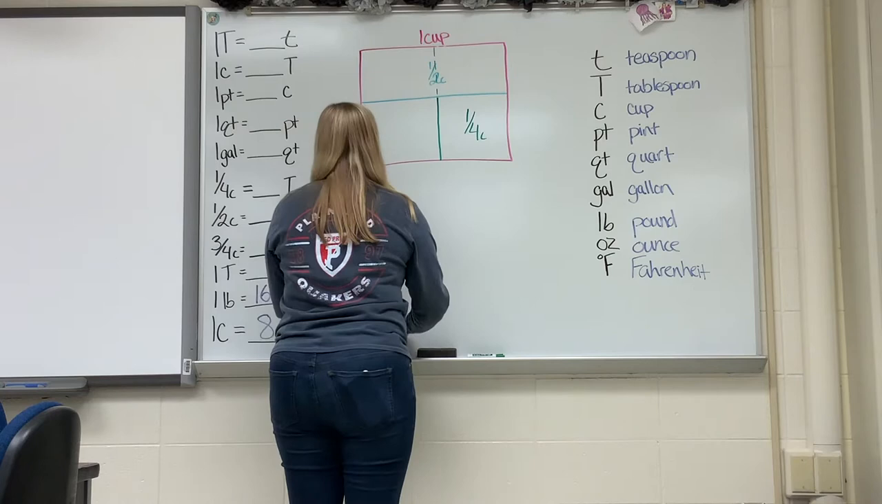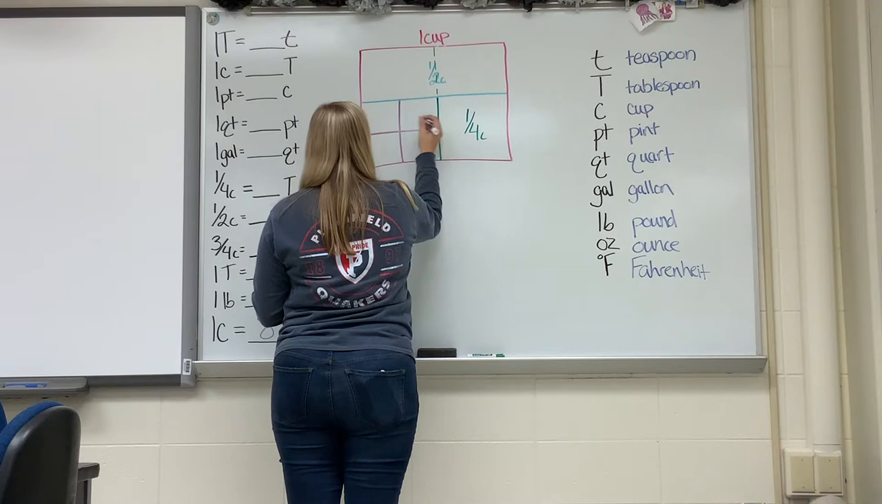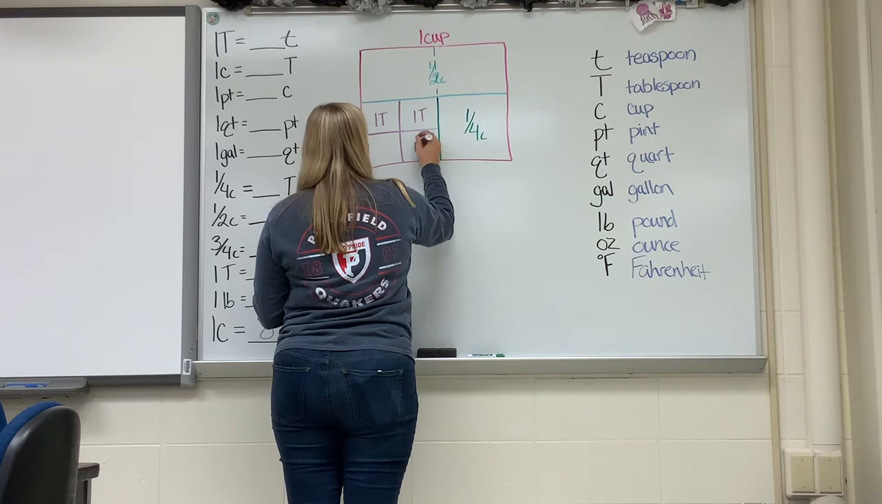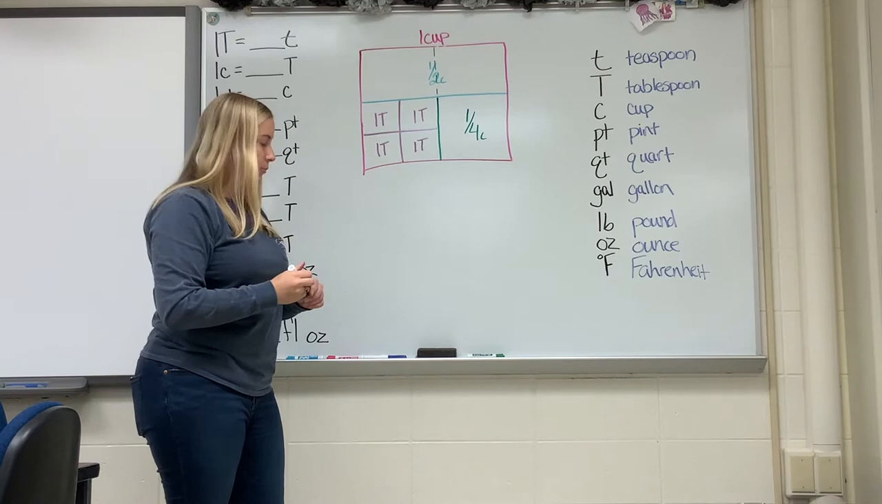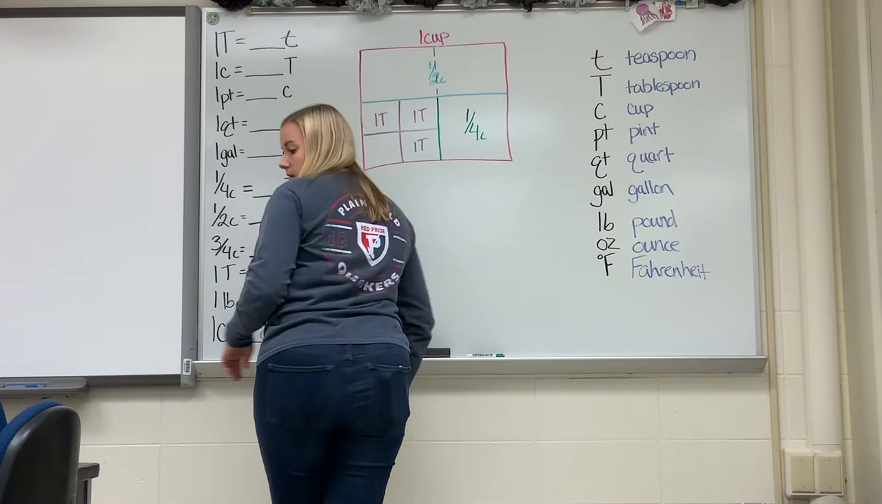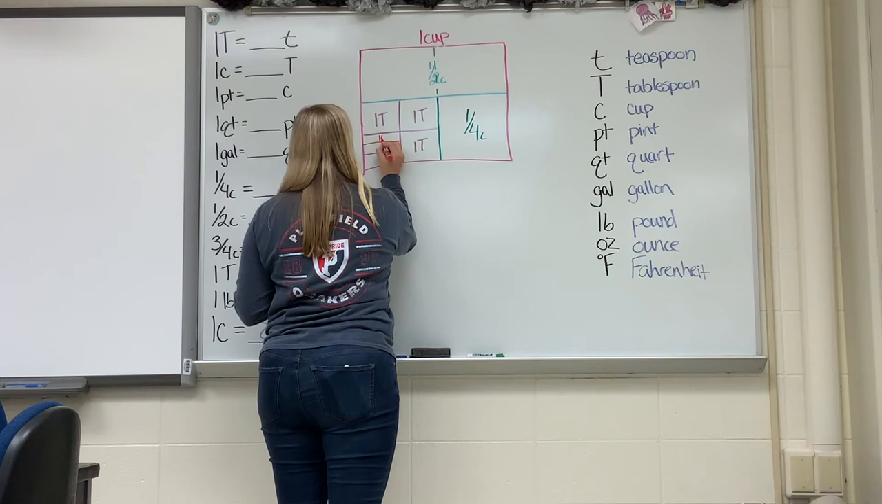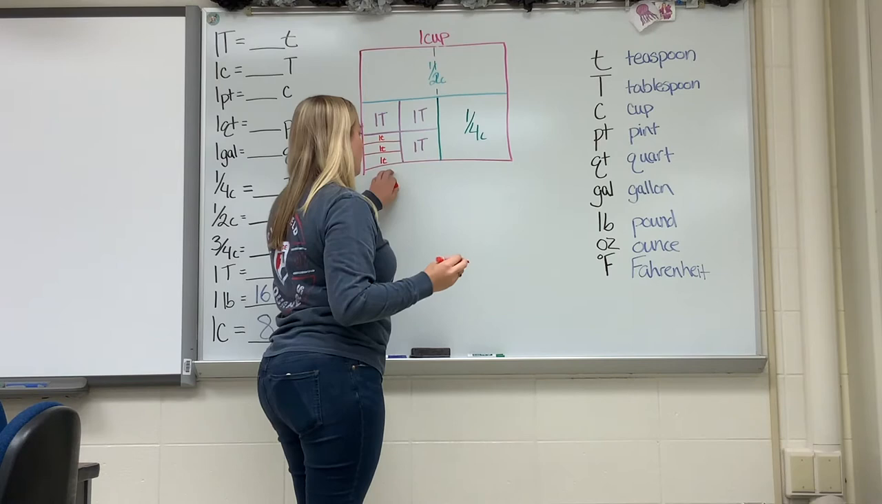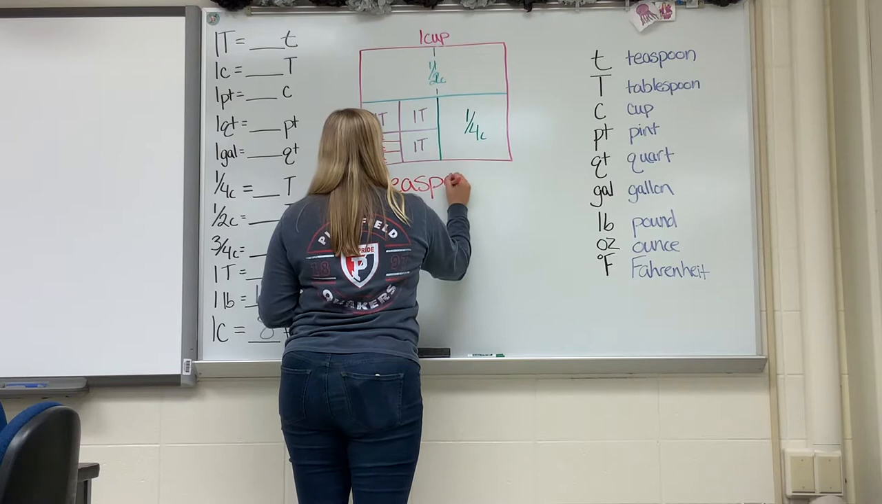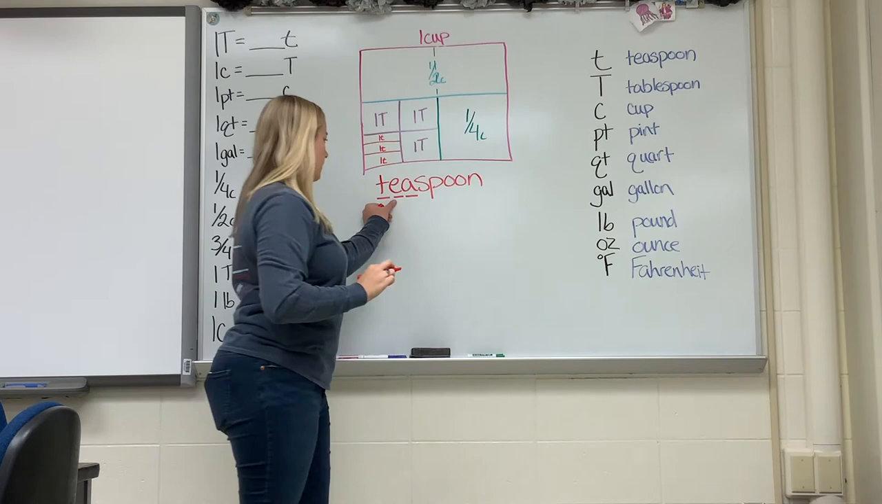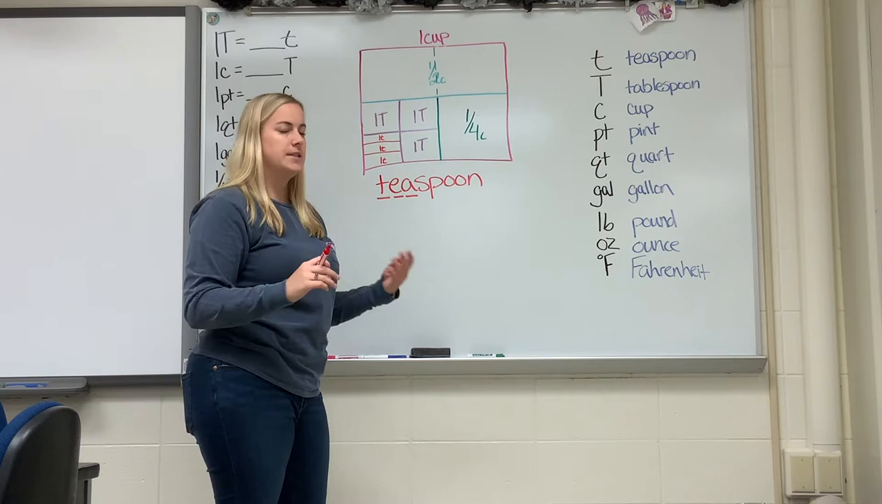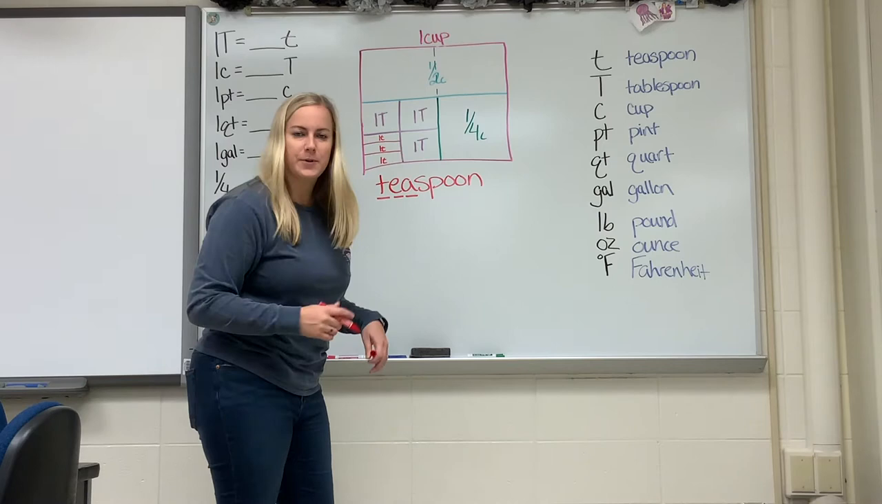So let's say for this section, we break it down into tablespoons. This would be 1 tablespoon, 1 tablespoon, 1 tablespoon, and 1 tablespoon. But we can break down one of those tablespoons and turn it into teaspoons. So I'm going to break this section down into 3 smaller sections. So 1 teaspoon, 1 teaspoon, 1 teaspoon. Remember that it is a T-E-A spoon, and if you can remember that, you can remember that there are 3 teaspoons in a tablespoon. So a teaspoon is smaller than a tablespoon.